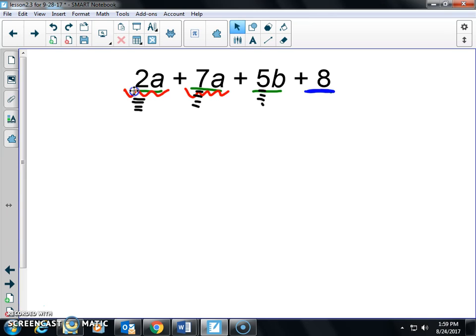So again, terms are each piece in the expression. Constants are numbers that are not attached to a variable. Like terms are terms that have the same variable or the same letter. Coefficients are the numbers attached to the letter. So hopefully we've got that figured out. We're going to put it to work a little more now.